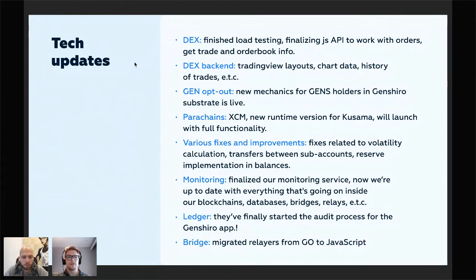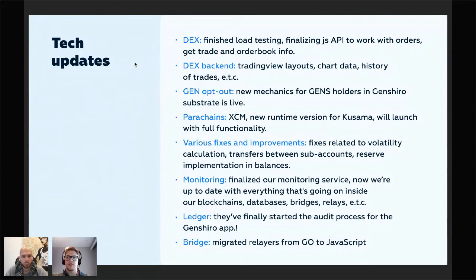We have implemented lots of fixes and improvements related to our business logic, like fixed some calculations, allowed transfers between sub-accounts, so we're more user-friendly now. Made a reserve implementation for our balances, etc.